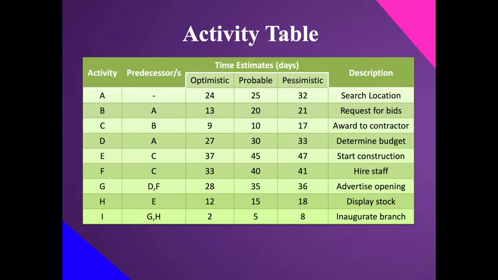Hiring of staff for that branch of the body shop is activity F. Activity G is their advertising that they will be opening. Then they will display stock for activity H. And the last activity, I, is the finish of the project manager's project. But it is really just the start of the operation of our location, the new branch, which is the inauguration of the branch. Once the branch is inaugurated, that will be the end of this project.